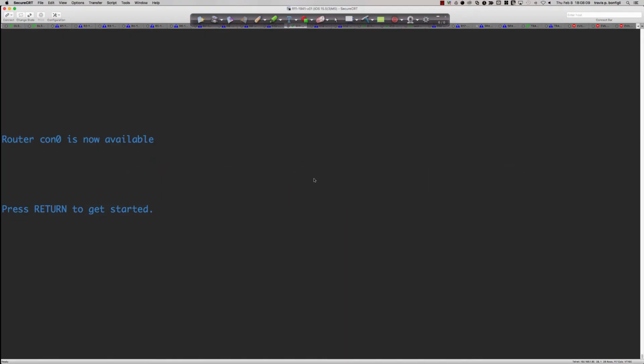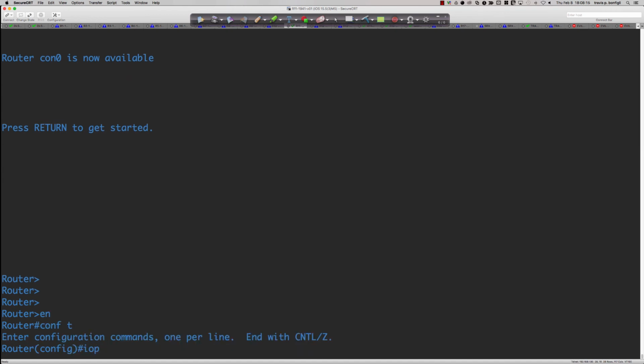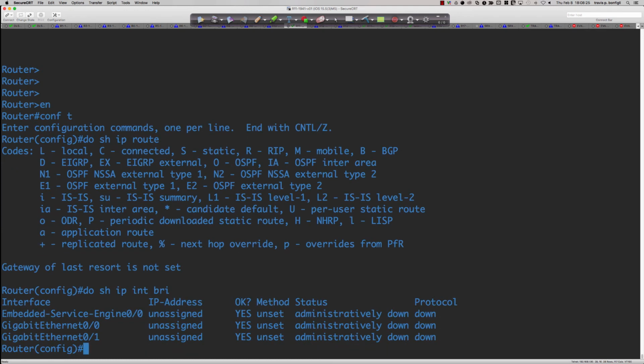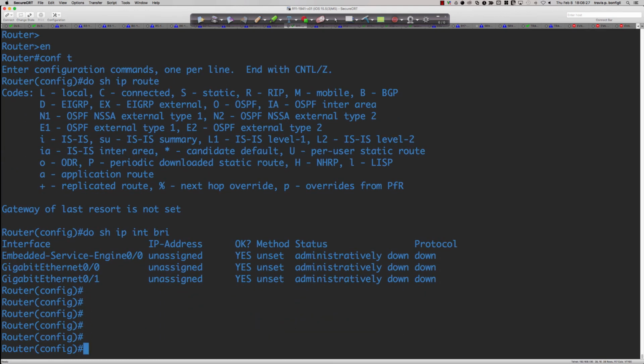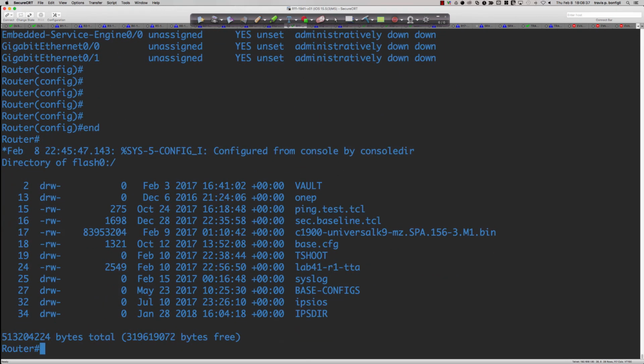Well, it's a good thing I just happen to have a 1941 router here on hot standby for just this case. So do show, and I don't think it's configured with anything here. I'm sorry, do show IP interface brief I wanted to see. Do show IP interface brief. What interfaces do we have? Yeah, so is it going to let me do this? Let me do this. Interface gig, and I think I have, hold on one second here. Let me clean this up a little bit.